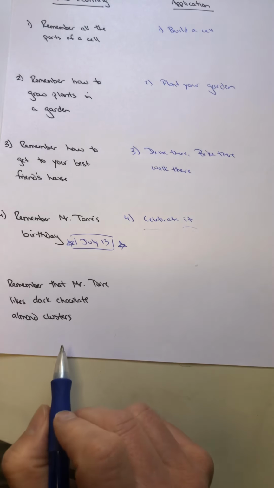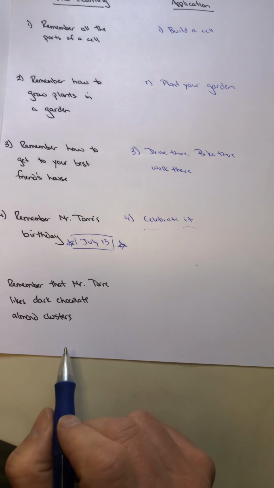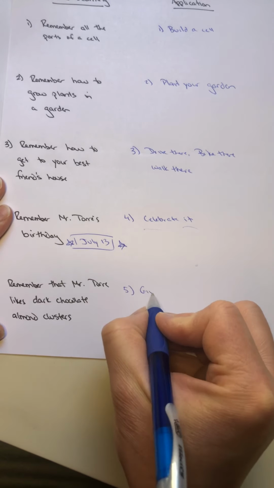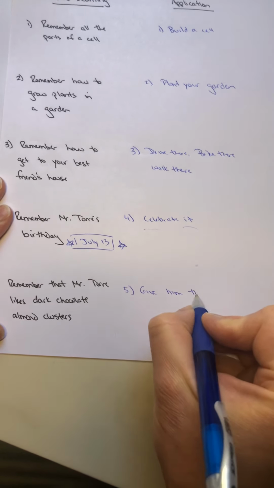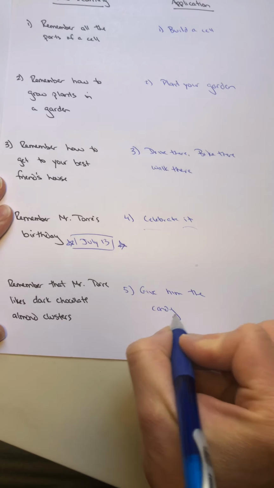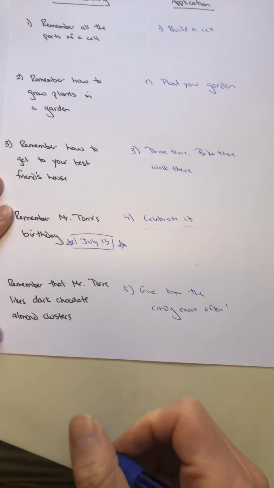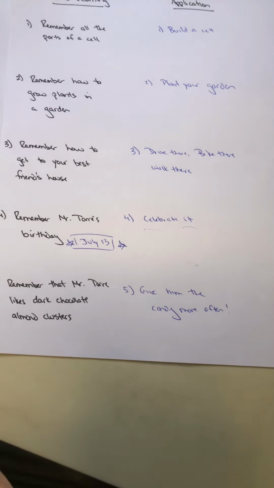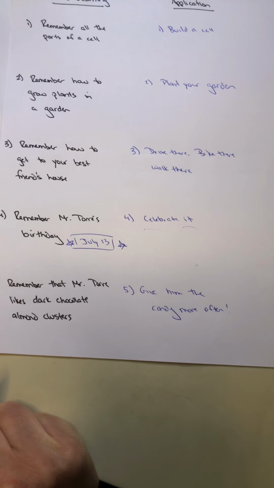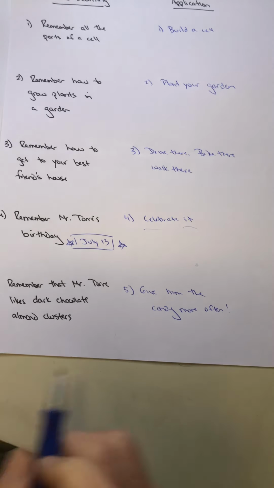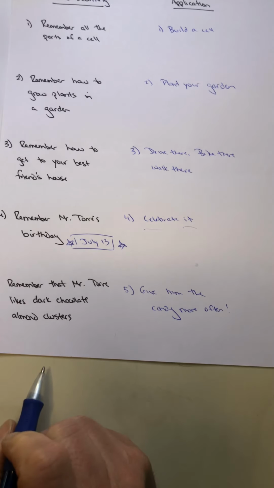Okay? Just like this last one, how do I remember that Mr. Torrey likes dark chocolate almond clusters for his birthday? Well, what you can do is you can just give him the candy more often. Why wait until July 13th? Just give me chocolates because it's a Tuesday. You walk by See's Candy and you know that See's Candy has the best dark chocolate almond clusters ever. And you just give it to me more often so that's something you remember. Mr. Torrey likes that candy.